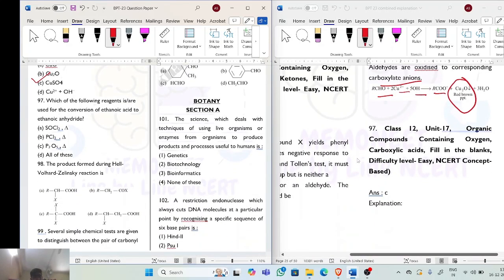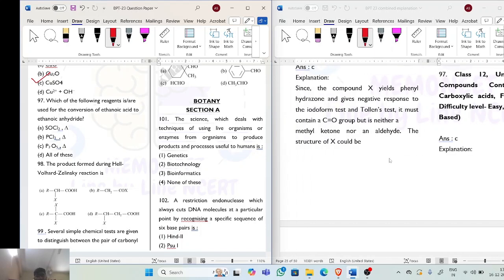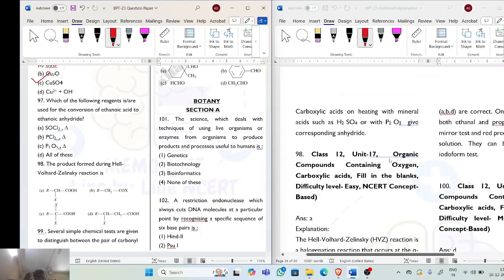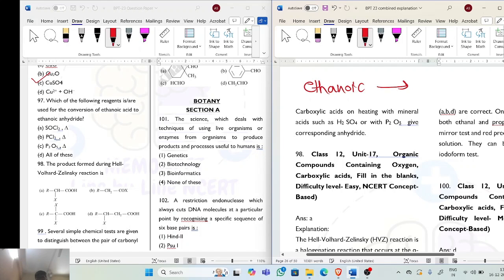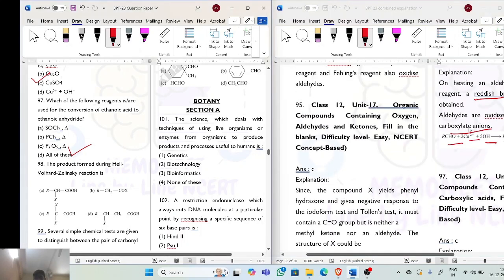Now question number 97. Which of the following reagent is are used for the conversion of ethanoic acid to ethanoic anhydride? Okay, so this is a direct reaction. We just have to learn this reaction, because for converting ethanoic acid to ethanoic anhydride we directly have to use P2O5 in presence of heat. P2O5 in presence of heat. Hence, option number C is our correct answer.